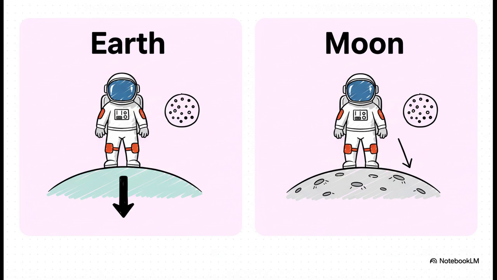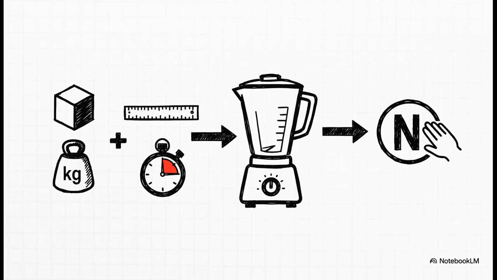Think of it this way. An astronaut has the same mass on Earth and on the Moon, but their weight is completely different. And here's where the SI system is just so elegant. It's kind of like a recipe. We can combine our base ingredients, kilograms, meters, and seconds, to create all sorts of new derived units. Since force is simply mass times acceleration, the unit for force, the newton, is literally a kilogram meter per second squared. It's all built from the same fundamental blocks.